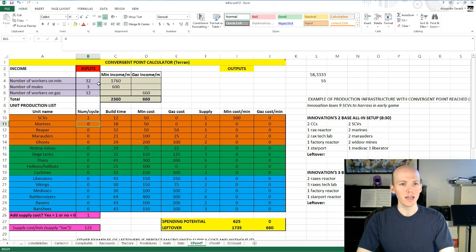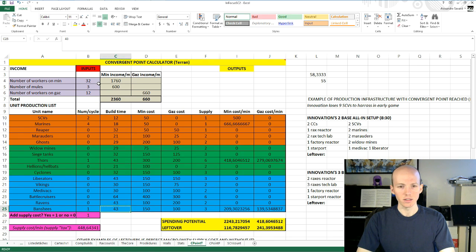Okay, so now let's say we're going to have 2 barracks with 2 reactors, so that's going to be 4 Marines per cycle. That's already quite a decent amount of minerals invested, 666 minerals per minute. And we're going to add the Thors. So let's say we want to make 1 Thor per cycle, and then we want to make 1 Banshee per cycle. So here's the Banshee.